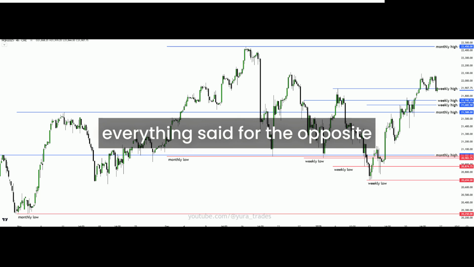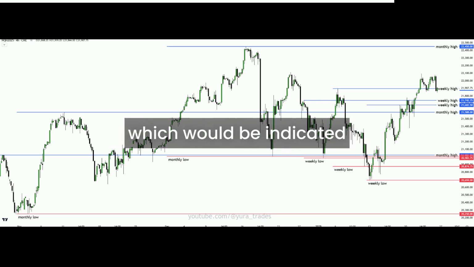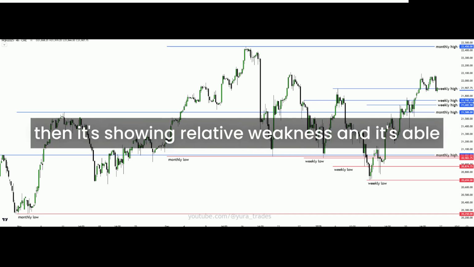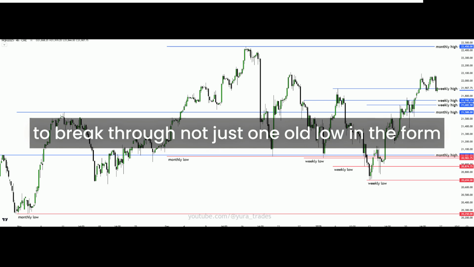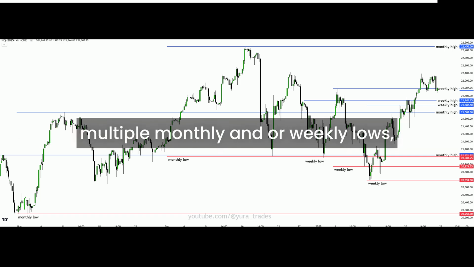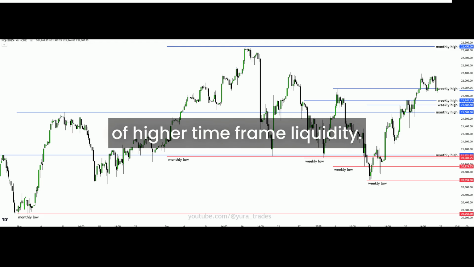Everything's said for the opposite. If the market starts to break down and takes out multiple red levels, which would be indicated by a weekly low or a series of weekly lows and or monthly lows, then it's showing relative weakness. It's able to break through not just one old low in the form of a weekly or a monthly level, but it's going down through multiple monthly and or weekly lows. So it's seeking some form of higher time frame liquidity.